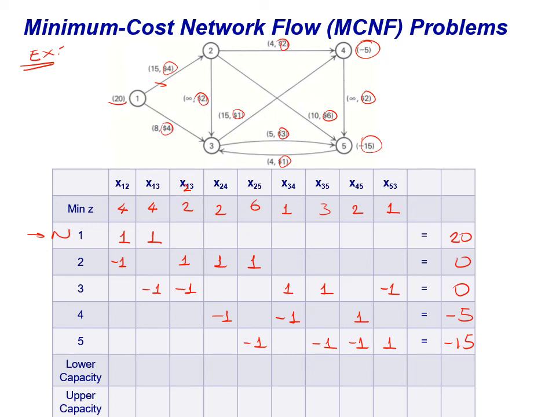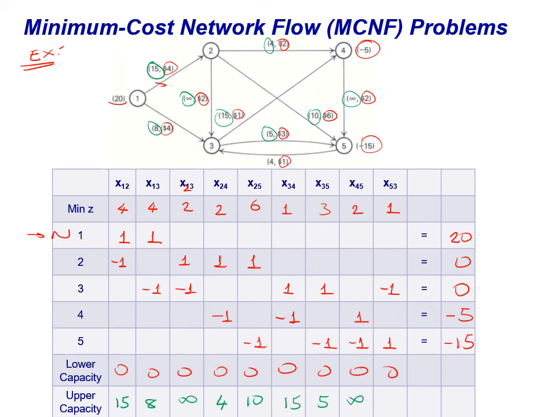Now the capacity constraints for all arcs: the lower bound is 0, and the upper bound for 1, 2 is 15, for 1, 3 it's 8, for 2, 3 it's infinity, there is no limit, for 2, 4 it is 4, for 2, 5 it is 10, for 3, 4 it is 15, for 3, 5 it is 5, for 4, 5 again there is no limit, and for 5, 3 the limit is 4. And this is the final formulation.